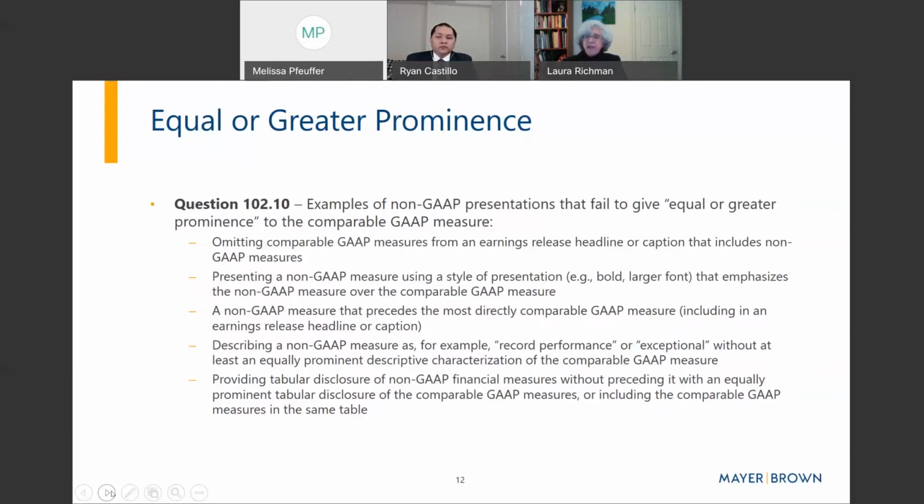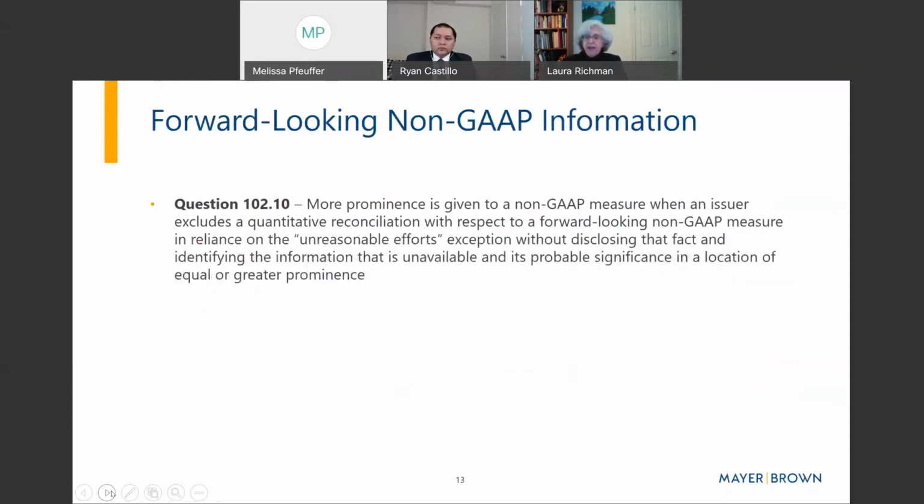Let's move to slide 13. I want to point out that the SEC has some specialized C&DIs. So, for example, this slide highlights forward-looking non-GAAP information, indicating that if you rely on the unreasonable efforts exception for a quantitative reconciliation without identifying the information that's unavailable and its probable significance, then you're giving more prominence to the non-GAAP measure, and that's not allowed.